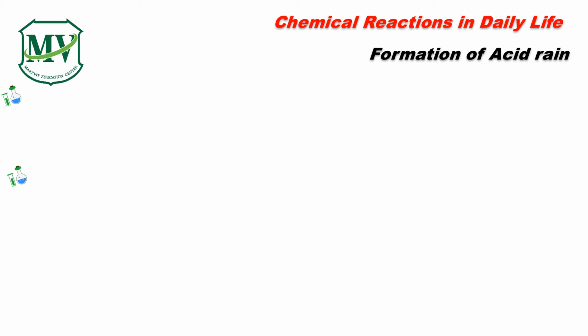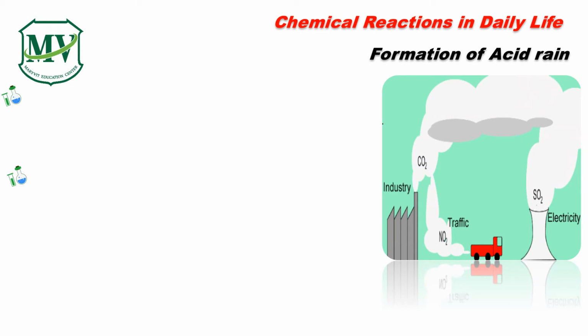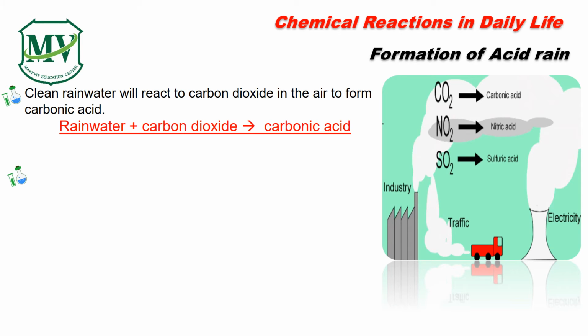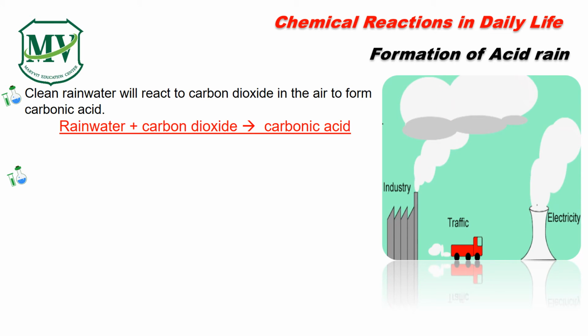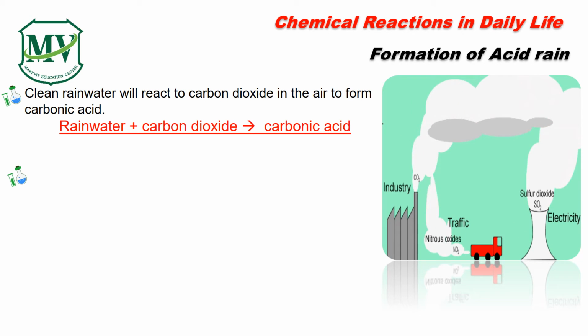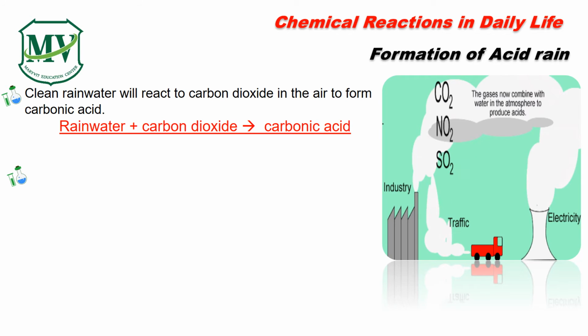Acid rain is rain or any other form of precipitation that is unusually acidic, meaning that it has elevated levels of hydrogen ions. It can have harmful effects on plants, aquatic animals, and infrastructure. One of the reasons for the formation of acid rain is when clean water reacts with carbon dioxide in the air to form carbonic acid.